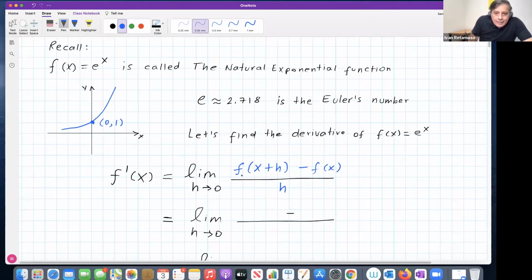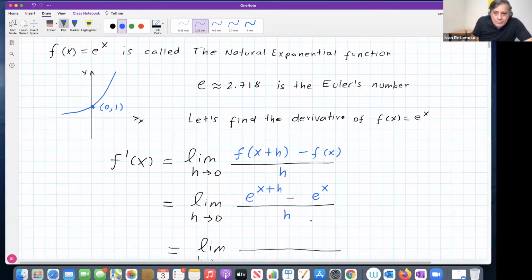But what is f of x plus h if our function f of x is equal to e to the x? Well, this is the input value, right? So we're going to replace that for x, and we will have e raised to x plus h, that will be f of x plus h, minus f of x, the function itself, e to the x, right? And all divided by h. And we are supposed to take the limit as h approaches 0 of this expression, which is called the difference quotient, applied to this natural exponential function.